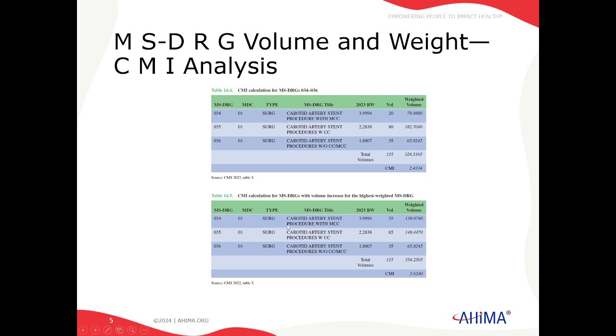Now 14.5 is another example. This one is just showing you volume increases for the highest weighted MSDRG. So we took the same information, we just increased the volume. So you can see that when we increase the volume, what happens to our CMI? Our CMI goes up.